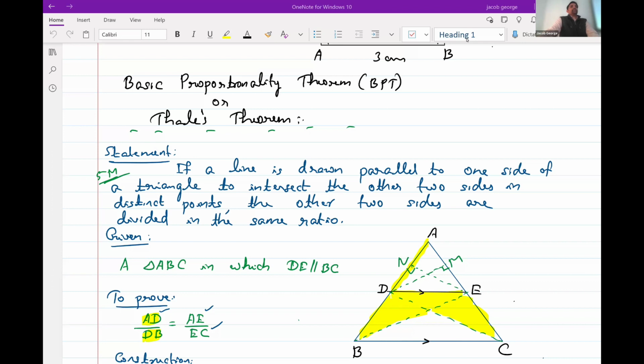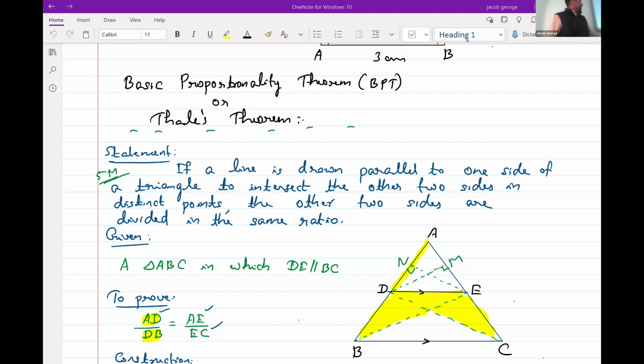Very good. Ruben? A line drawn parallel to one side of a triangle to intersect the other two sides at distinct points divides the other two sides in the same ratio. Okay, so this is the statement of the basic proportionality theorem.